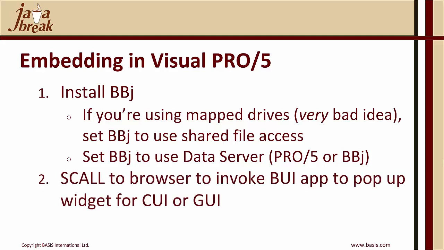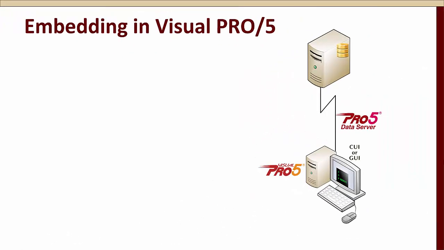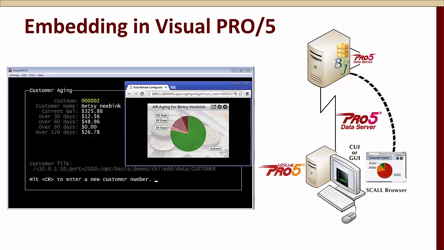Then all you have to do is scall to the browser to invoke the BUI app to pop up a widget for your CUI or GUI Visual Pro 5 application. So let's have a look at a schematic. This is how you might have yourself configured. Pro 5 data server connecting from your Visual Pro 5 client to a server where your data resides. And you could be running CUI or GUI code. And what you would then do, as I said, is run an scall to invoke a BUI application running in BBJ.